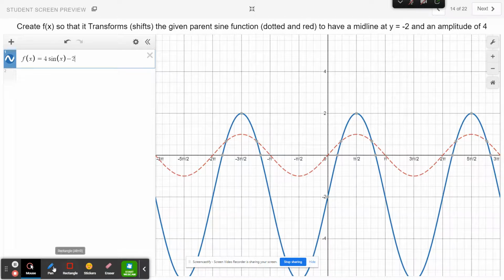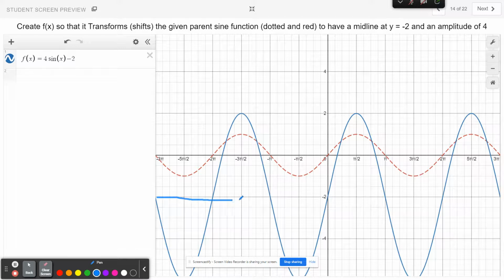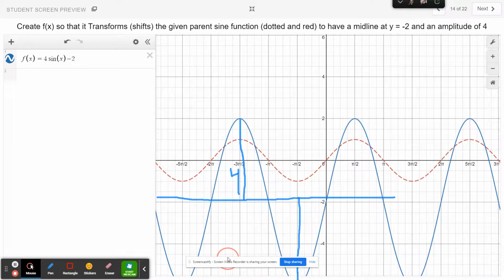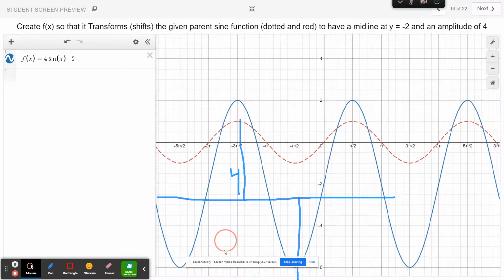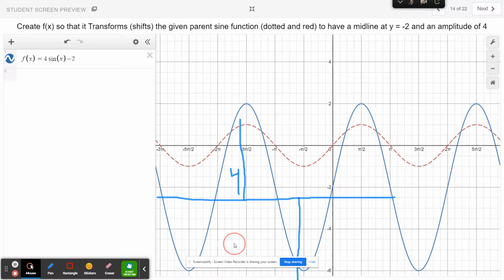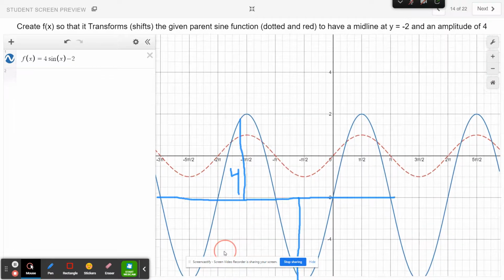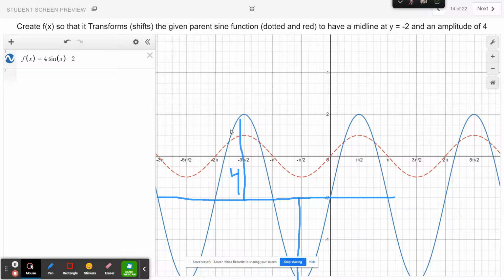So let's double check here. Where's my midline at? My midline is at -2, I'm hoping. So how can I check that really fast? So the distance from that to the top, from -2 to 2, is 4. And then from here to the min should also be 4. Let's check that real fast. So from -2 to -6, you can see that yes, that is 4. So my amplitude is still 4. All right, my midline's at -2.